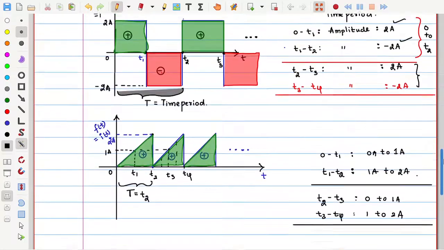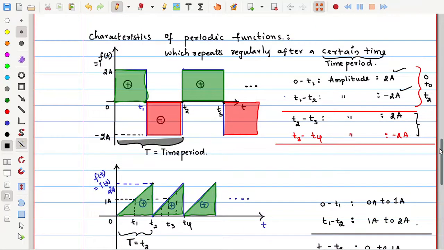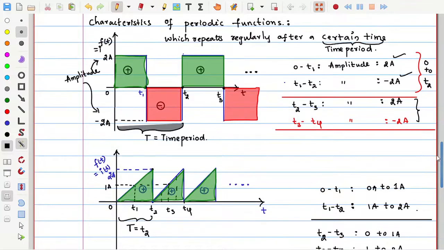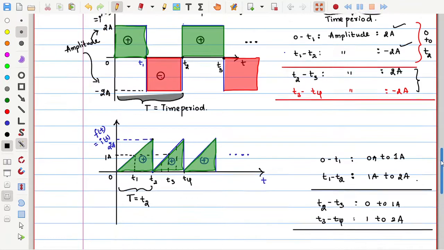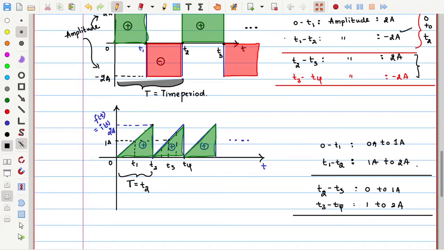Now, apart from this, you should understand that it has a certain amplitude. Amplitude means value. So here, this 2 amperes is referred to as the amplitude. This amplitude may be positive or negative, so this also can be referred to as an amplitude. Try to observe one more thing: here you can see that the amplitude is varying from 0 to 2 amperes.